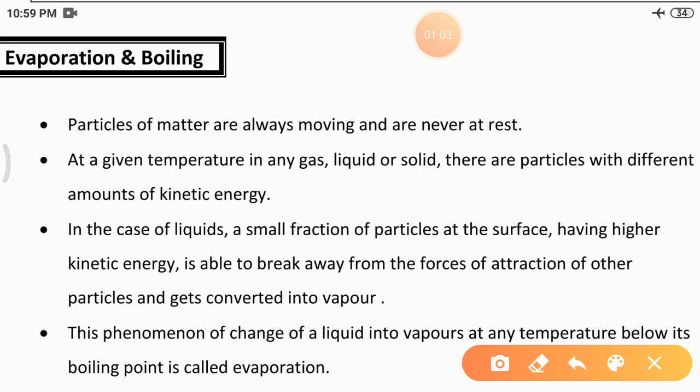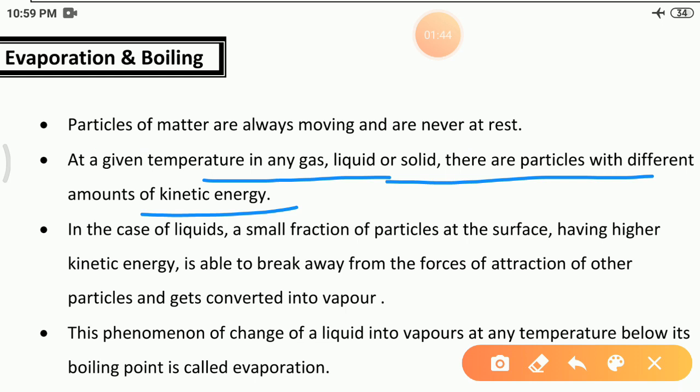Water, when we leave it uncovered, slowly changes into vapor. Wet cloths dry up. Then what happens to water in the above two examples? We know that particles of matter are always moving and never at rest. At a given temperature in any gas, liquid or solid, there are particles with different amounts of energy.